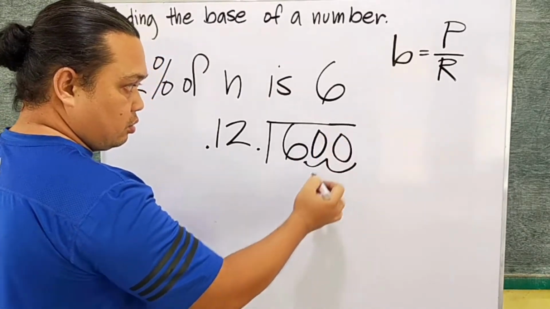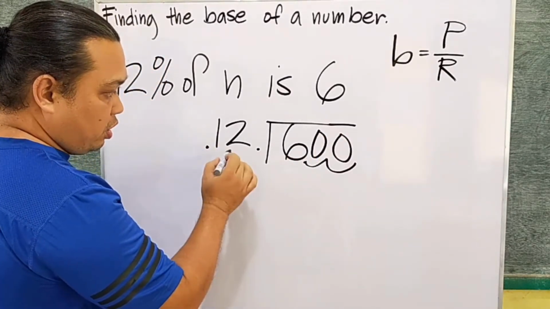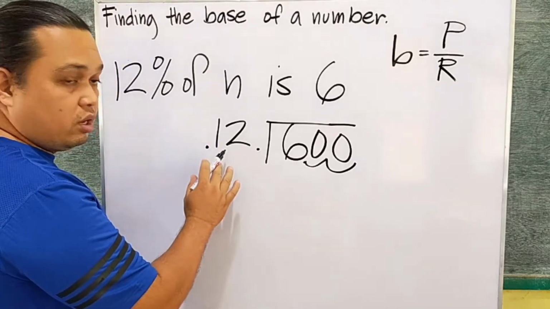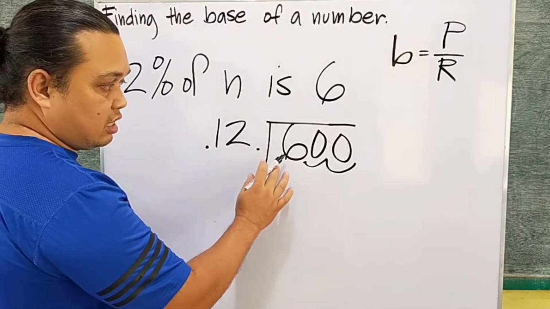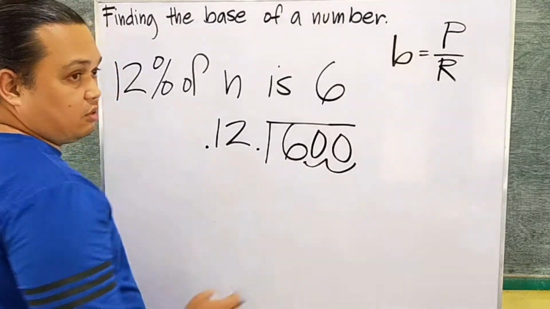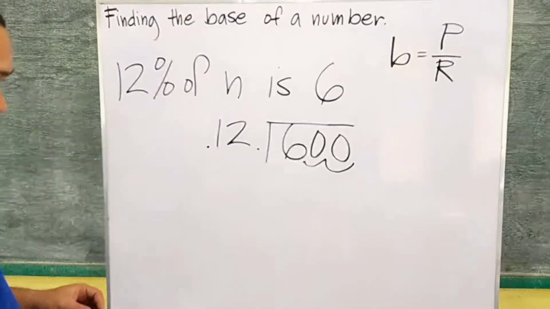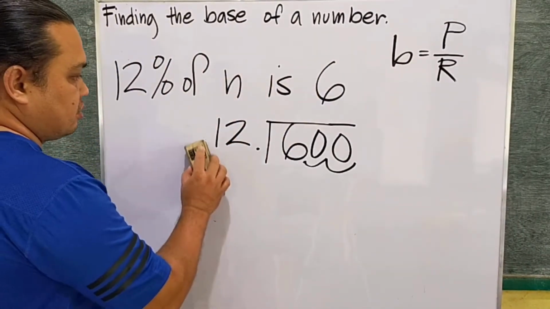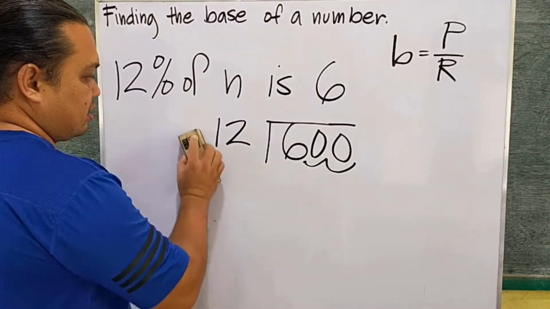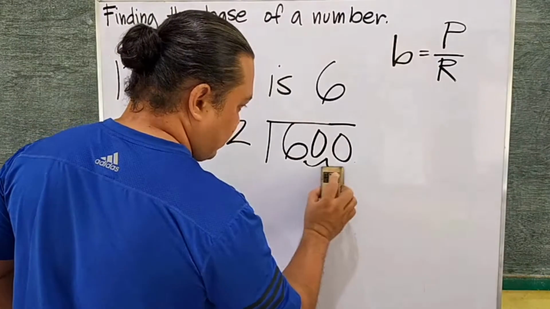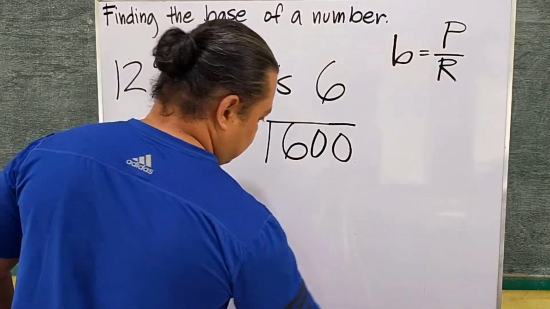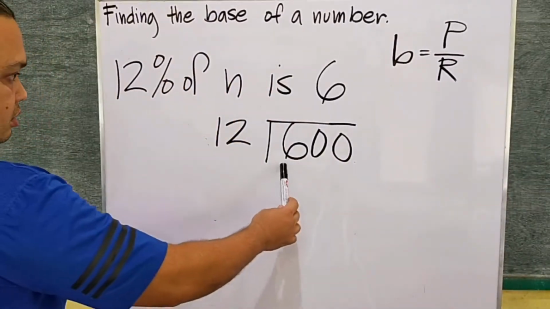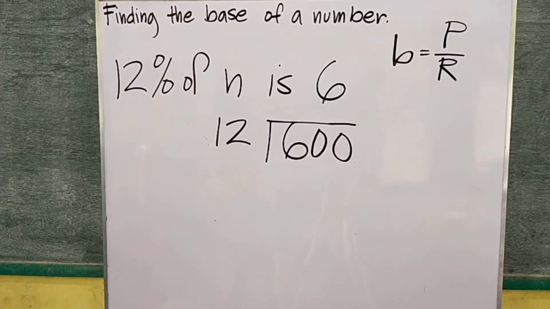So 0.12 becomes 12 as a whole number, while 6 becomes 600, because we changed 0.12 into 12. So we are now dividing a whole number by a whole number. That is 600 divided by 12. Okay, so let's do that.